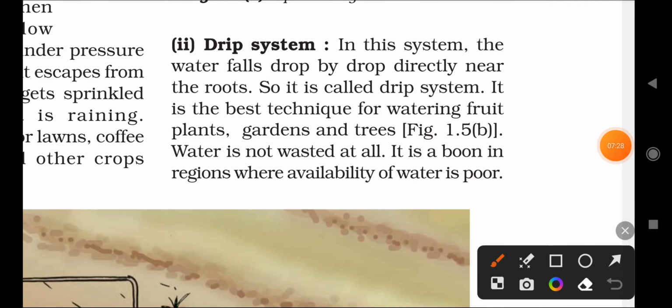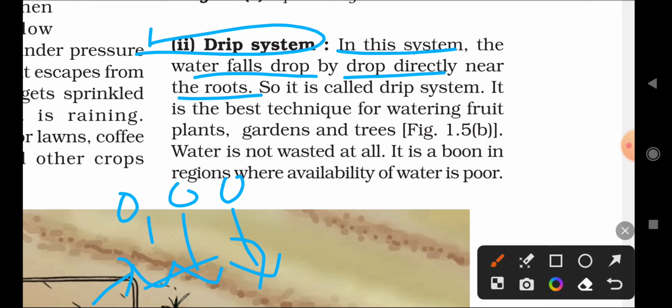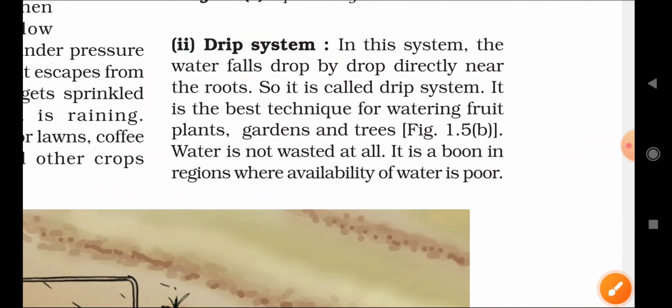Okay, next comes the drip irrigation system. In this system the water falls drop by drop directly near the roots. So how will the water pass to the crops? Drop by drop to each individual crop, directly near the roots of a plant, so it is called what? Drip system.